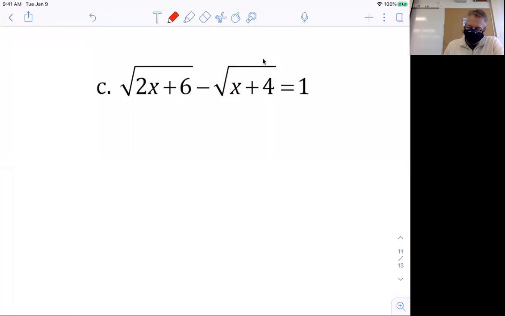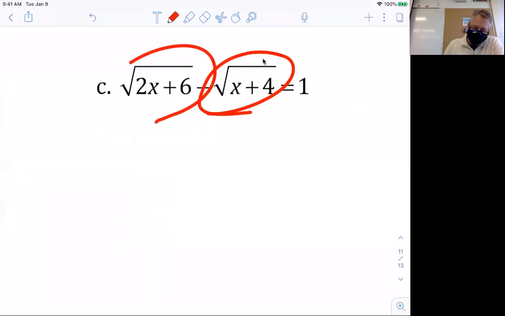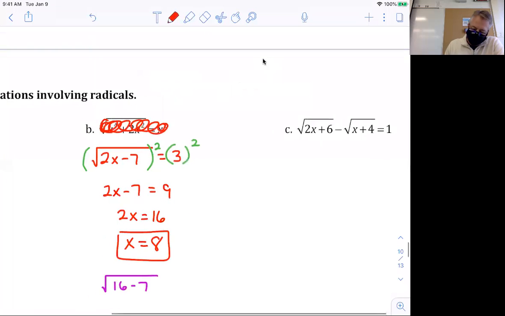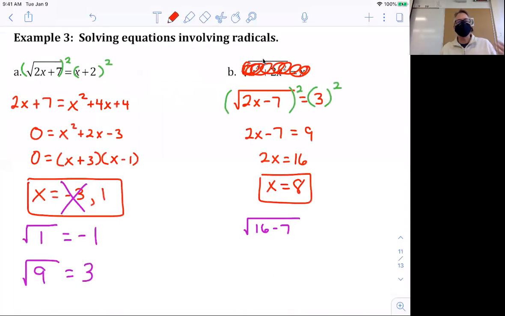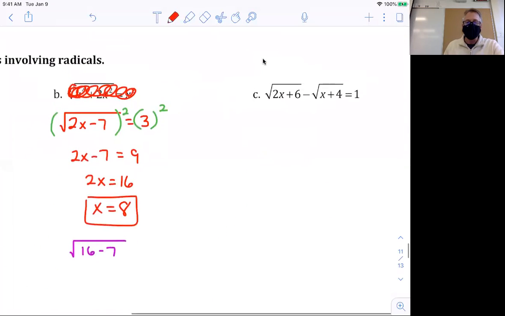One thing I noticed right off the bat is I have 2 radicals. I know how to get rid of 1 radical, like these. That's to square both sides. To get rid of 2 radicals, I'm going to have to square both sides twice.